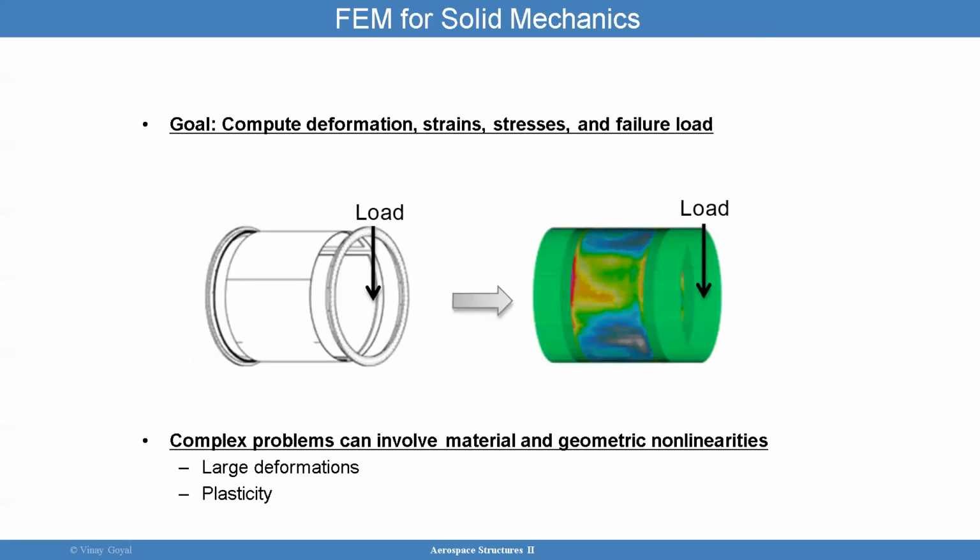So what is the goal? The goal in this particular example for solid mechanics is to compute the deformations, the strains and stresses, and the failure load. That is one objective. Or if you know what the failure load is going to be, what the limits of the structure or the loads are, you can then design it so that it doesn't fail at that particular load it needs to survive.